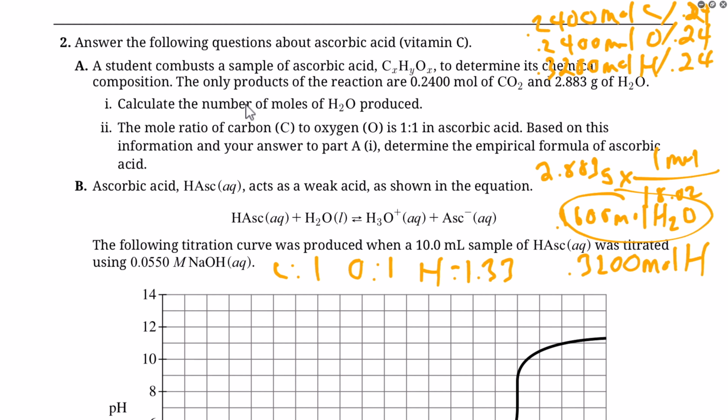And so because not all of these are equal to 1, we're going to need to multiply all of these to get the appropriate empirical formula. For 1.33, the least common multiple to give a whole number is 3. So we're going to take all these values and multiply them by 3. So what I end up with for my empirical formula is C3H4O3.